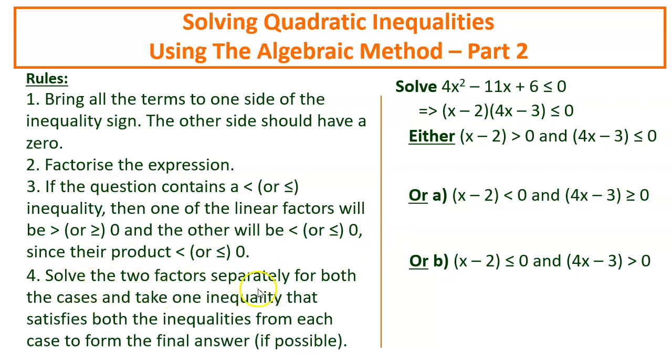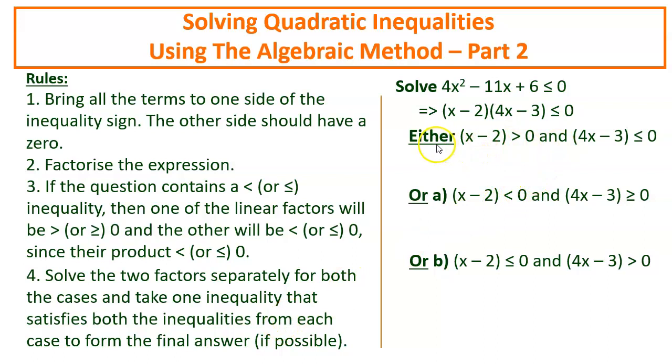Solve the two factors separately for both the cases, that is either and or, and take one inequality, if possible, that satisfies both the inequalities. I have written take one inequality, and I have written this if possible part also. So it is not always possible to take one inequality to represent both the inequalities from each case to form the final answer. But there is this if possible clause.